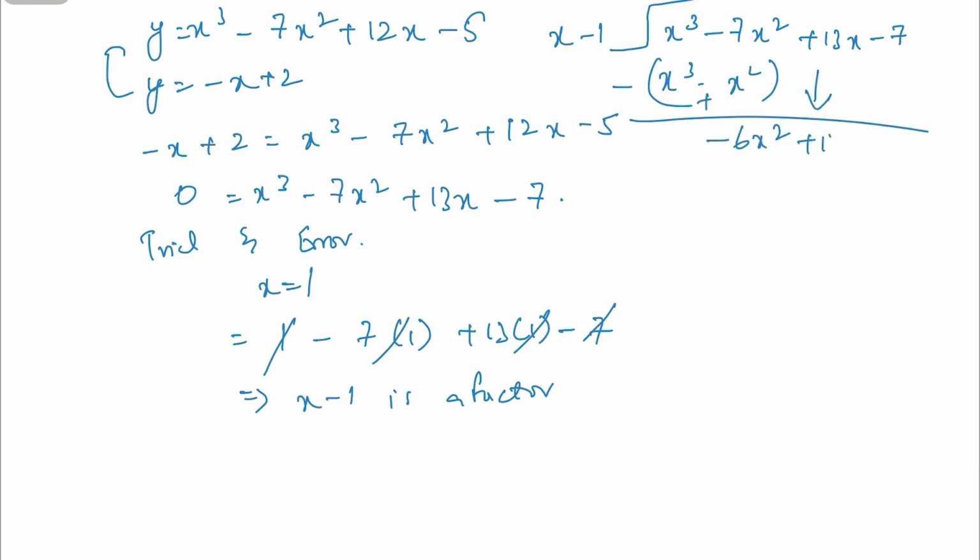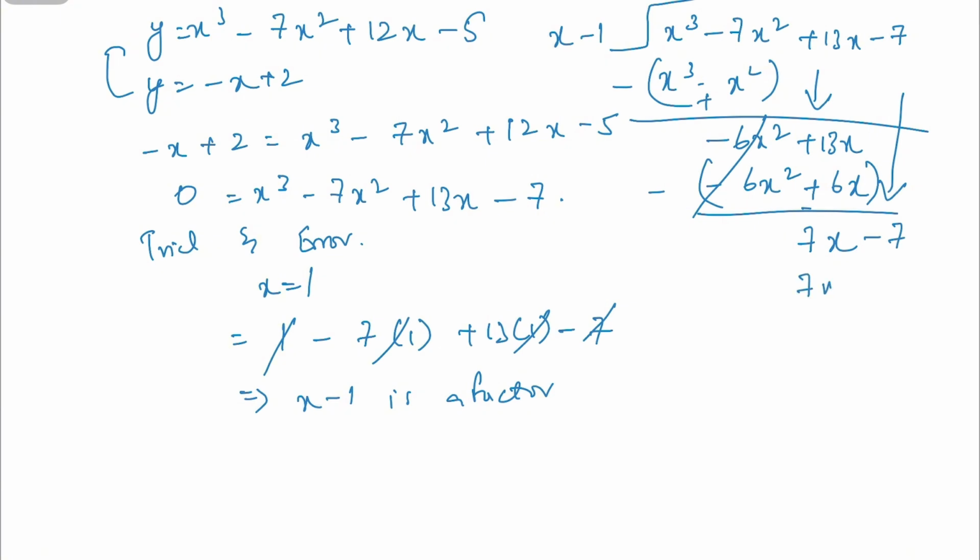And then this positive 13x would come down, and then we can multiply it by negative 6x to cancel this. So this would be negative 6x squared and positive 6x. So we're multiplying it by negative, and this would cancel out. This would be negative, and we'll get our answer as 7x minus 7. And we can then just simply take plus 7 over here, and then this would be simply cancelled out to give our remainder as 0.